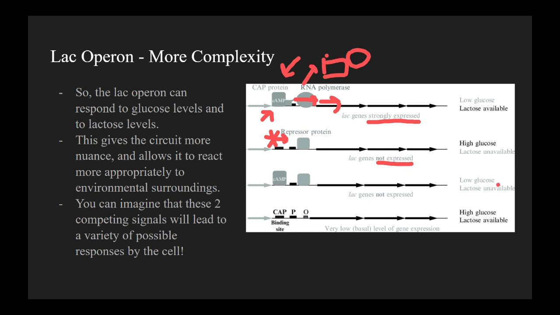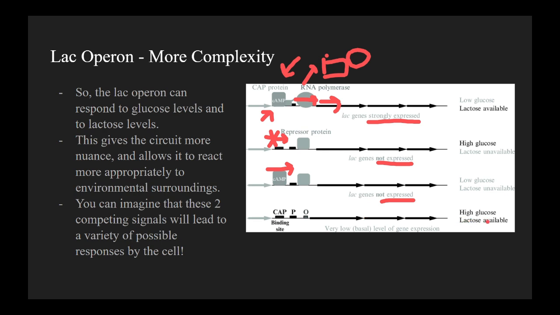All right, third, let's say we have low glucose, but there's no lactose either. Remember, low glucose means that the cAMP concentration is going to be high, so the CAP site is bound here. But since there's no lactose, there's nothing stopping the repressor from staying on, so the repressor is just sitting there always. So even if we try to push against this repressor and get the RNA polymerase this way, it's not going to happen because this repressor is just always bound. So the lac genes aren't expressed.